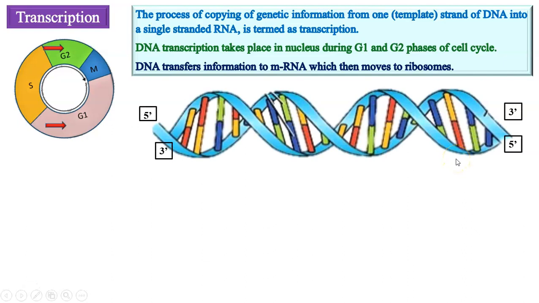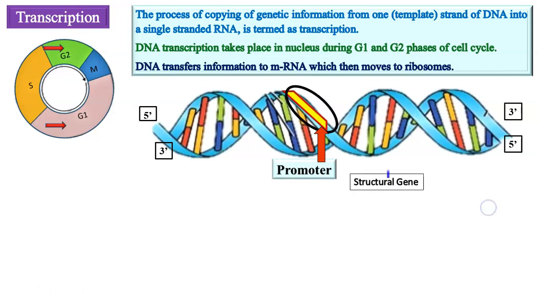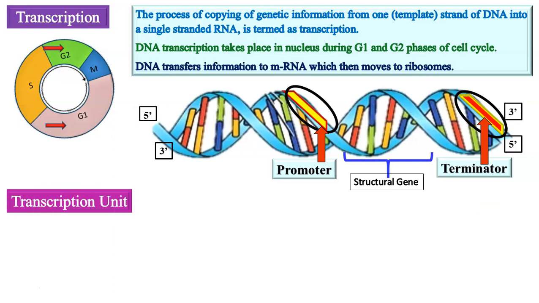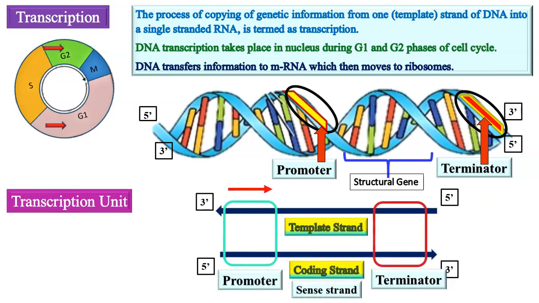Here we can see the DNA with transcription units. The transcribed segment of the DNA shows a region called promoter. Then there is the structural gene, and then there is a region called terminator. These together form the transcription unit. This transcription unit has a promoter, which is located at the 5' end of the coding strand or sense strand. It is a DNA sequence that provides a binding site for RNA polymerase.